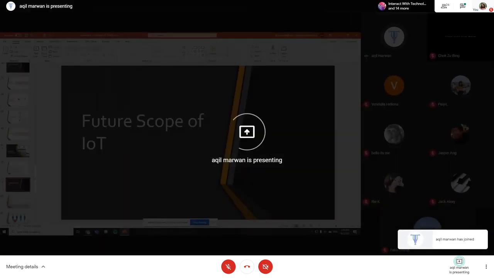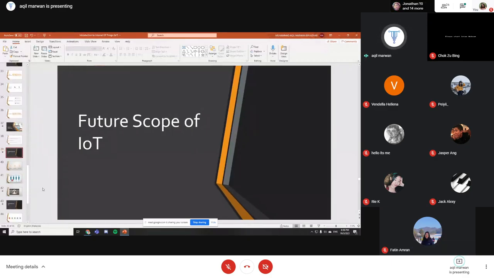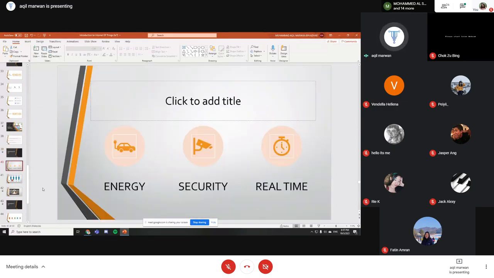Right, so that's pretty much for the future on how the IoT devices will be used on the rough surface side for the upcoming future. So these are the three major sectors that the future use of IoT will be considered on, which is energy, security, and also real time. So these are pretty much the three main things that IoT technologies will consider in the near future.